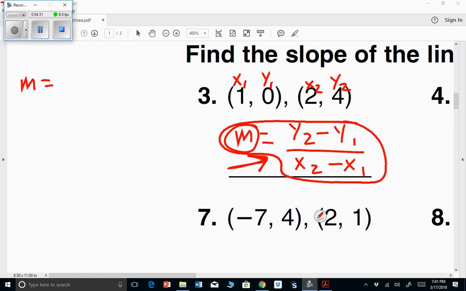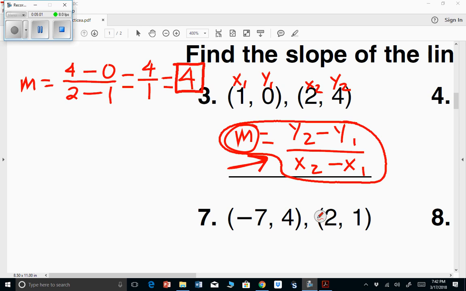So slope is going to equal y sub 2, which is 4, minus y sub 1, which is 0, over x sub 2, which is 2, minus x sub 1, which is 1. And then we can simplify that. 4 minus 0 is 4, and 2 minus 1 is 1. If it's a whole number, go ahead and just put the whole number. So the slope of a line that passes through those 2 points is 4.